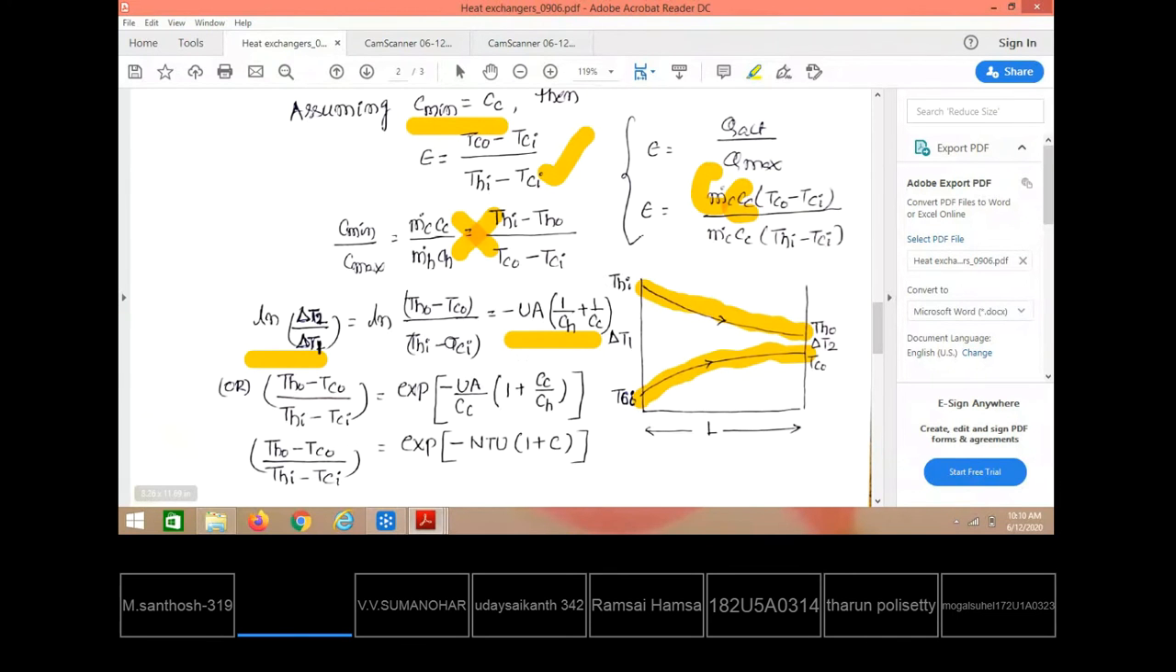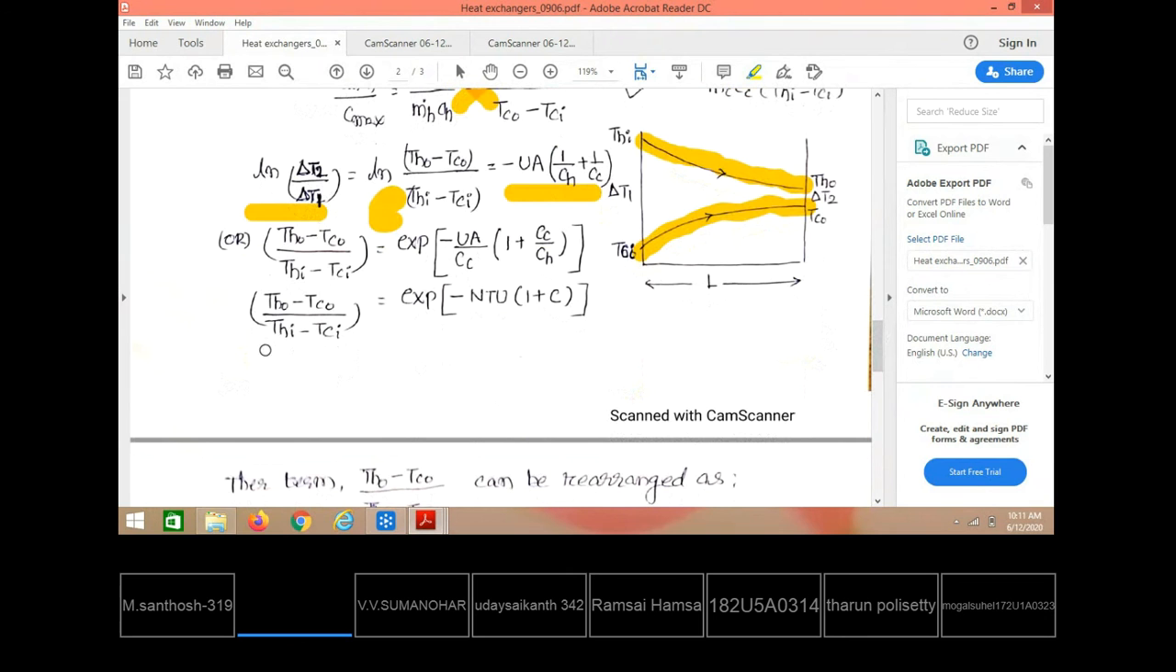From the definition of logarithm, if the log is eliminated, this becomes (T_ho minus T_co) by (T_hi minus T_ci). Taking the exponential to the base e, this becomes e to the power minus UA by Cc. If I take Cc out, it becomes 1 plus Cc by Ch. That is what I have written.